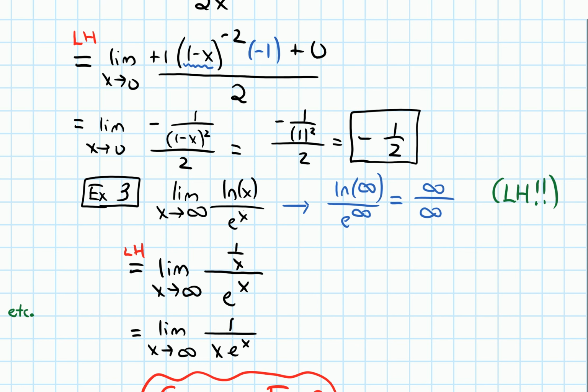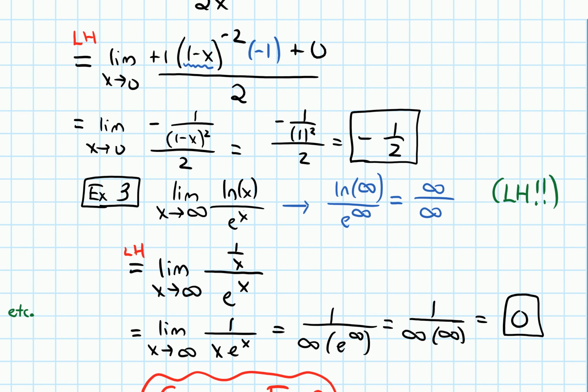Now let's try plugging in. If I plug in, we'll get 1 over infinity times e to the infinity, and e to the infinity we know is infinity. So we have 1 over infinity squared, which is 0. This is going to be 0. And that's our answer.